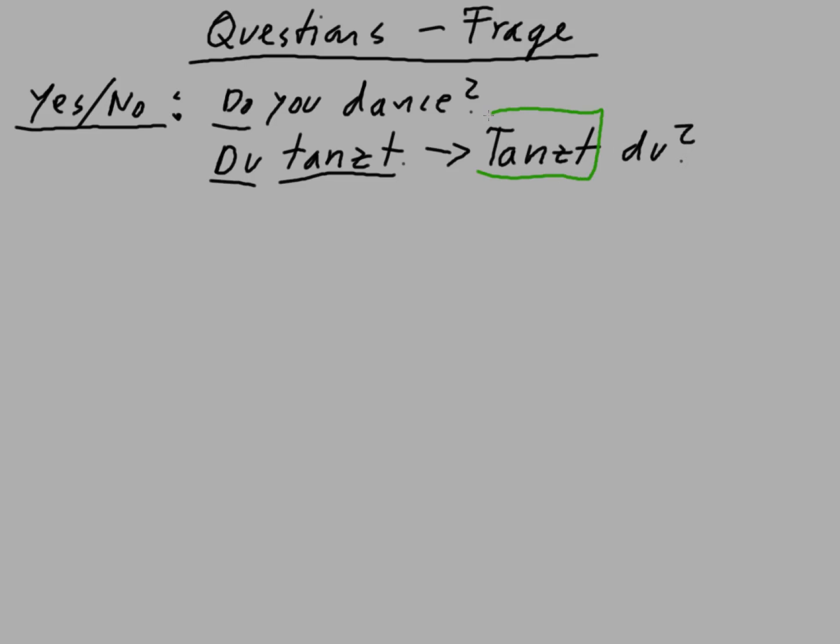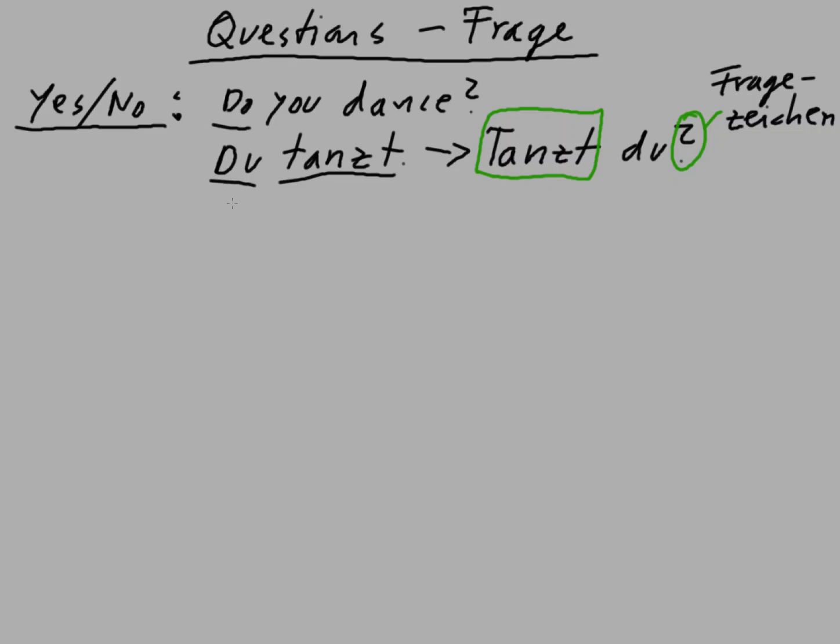All you have to do is move the verb to the beginning, add a, what do we call this thing? Fragezeichen. Zeichen means sign, so question sign, question mark. Add a Fragezeichen at the end, and you're good to go. Tanzt du? Do you dance?